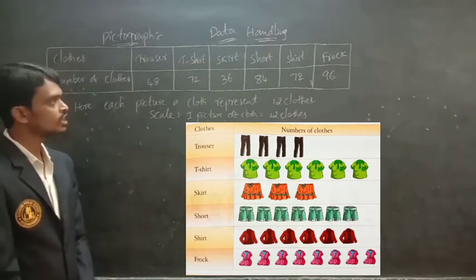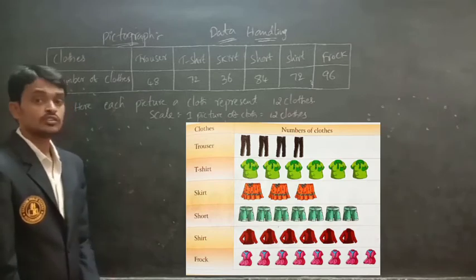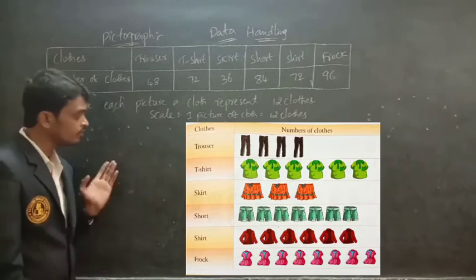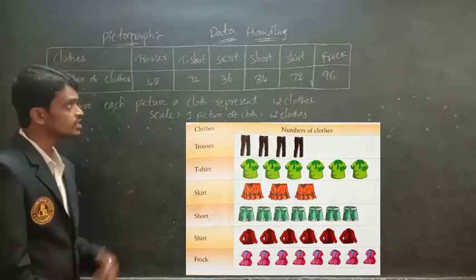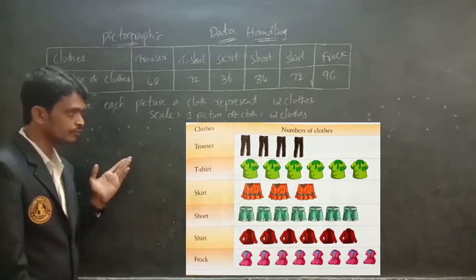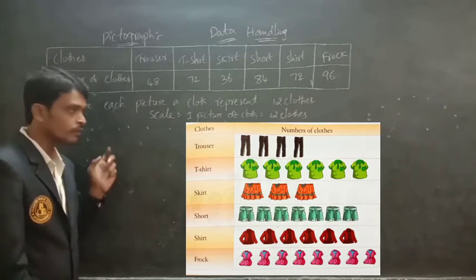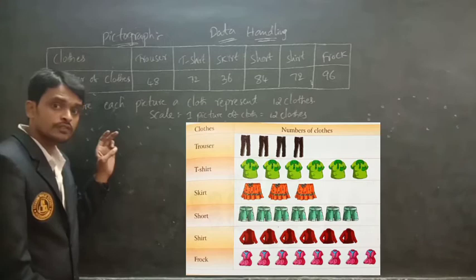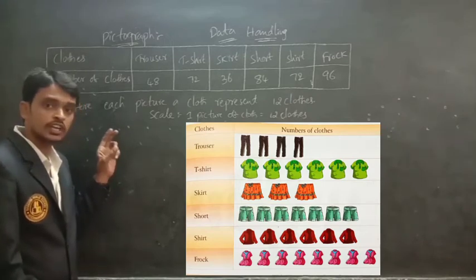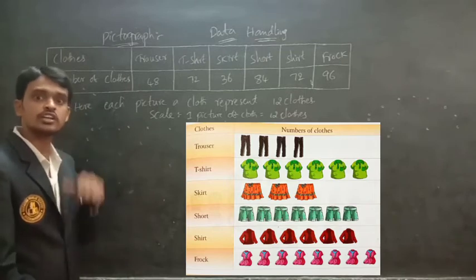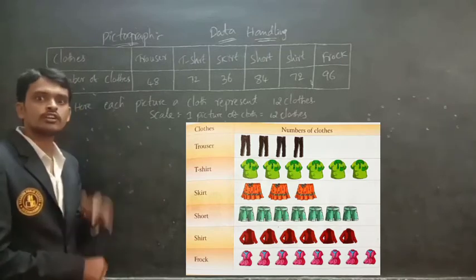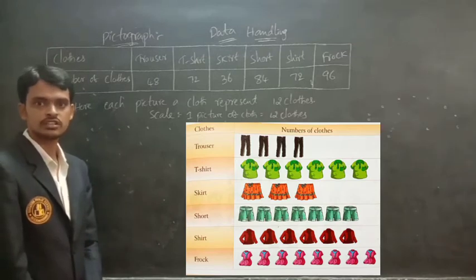Next, t-shirt. The total number of t-shirts is 72. Look here. How many pictures of t-shirts are there? 1, 2, 3, 4, 5, 6. So 6 pictures of t-shirts are there. Each picture of a t-shirt will represent 12 t-shirts. Then 12 into 6 is 72 t-shirts.